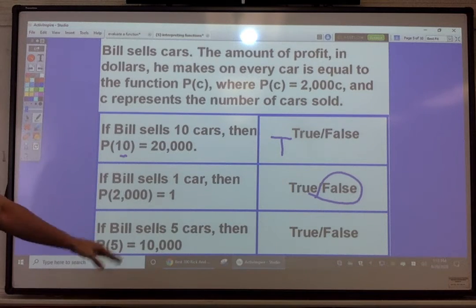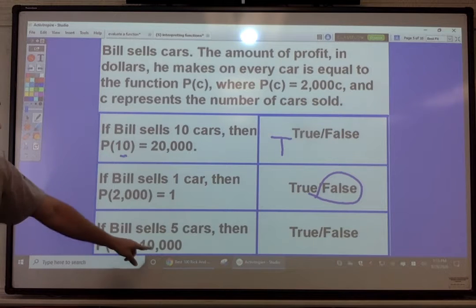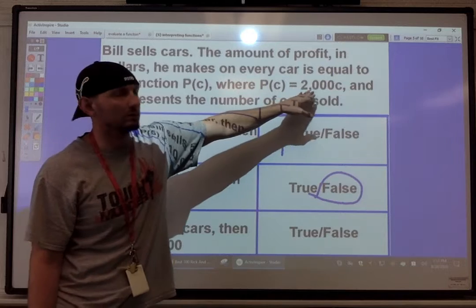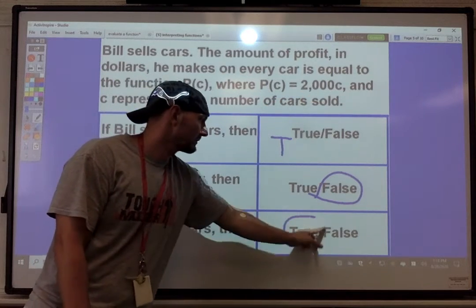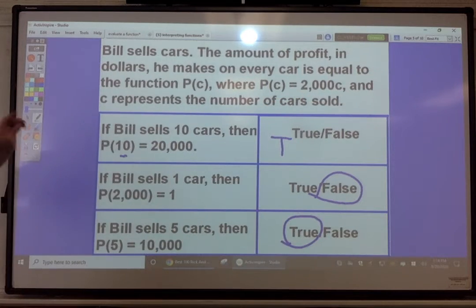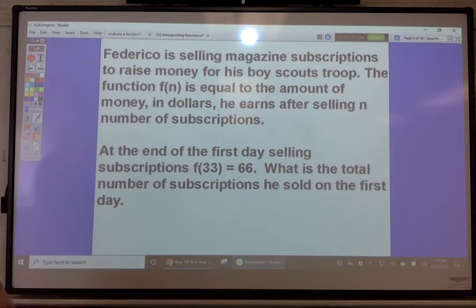If Bill sells 5 cars, then selling 5 cars equals 10,000. Well, 5 cars, they're 2,000 each. That is also true. And next, this is a very short video, just reading and practicing stuff.